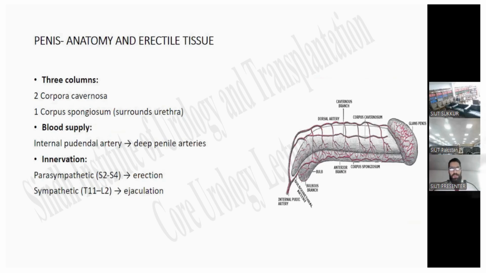The penis consists of 3 columns, 2 of corpora cavernosa and 1 of corpus spongiosum, which surrounds the urethra. The penile blood supply comes from the deep penile arteries, which arise from the internal pudendal artery, and the innervation is of parasympathetic and sympathetic origin. The spinal level is S2 to S4, and it causes erection of the penis.